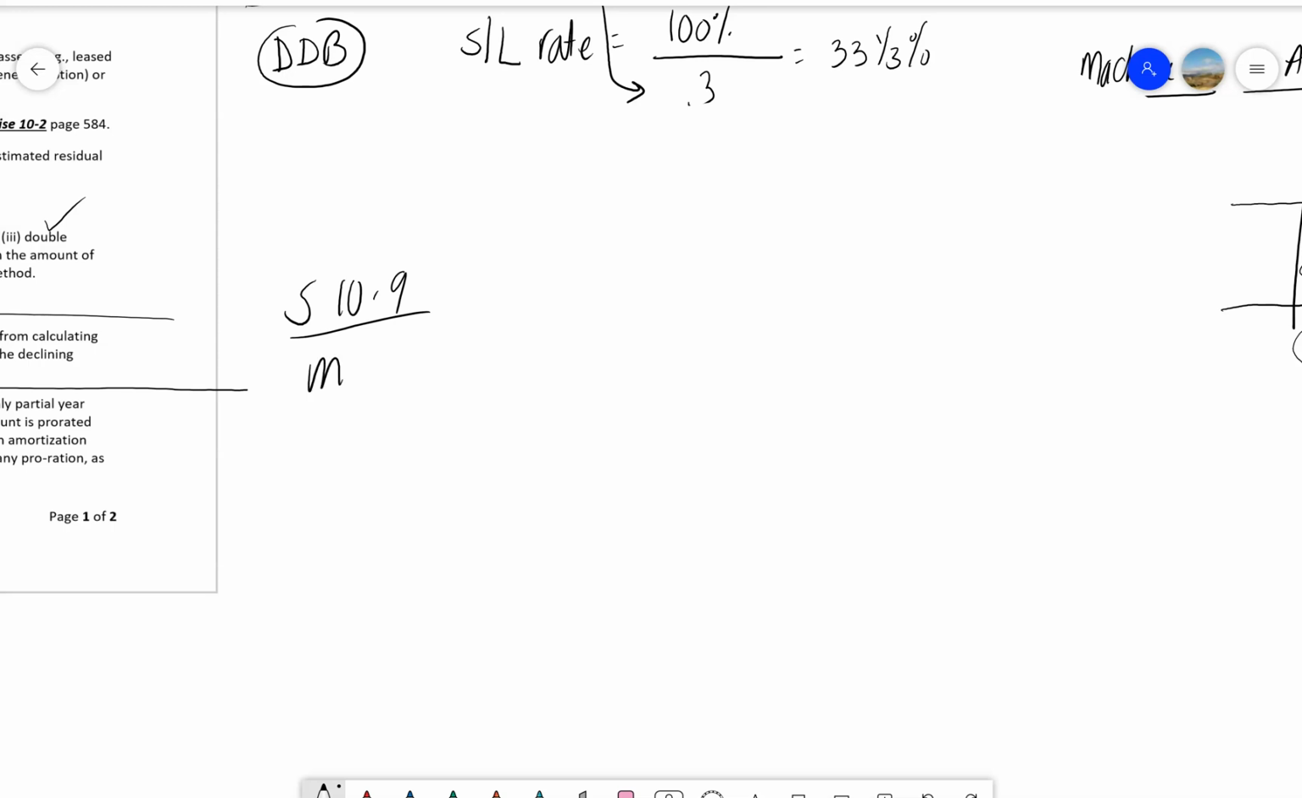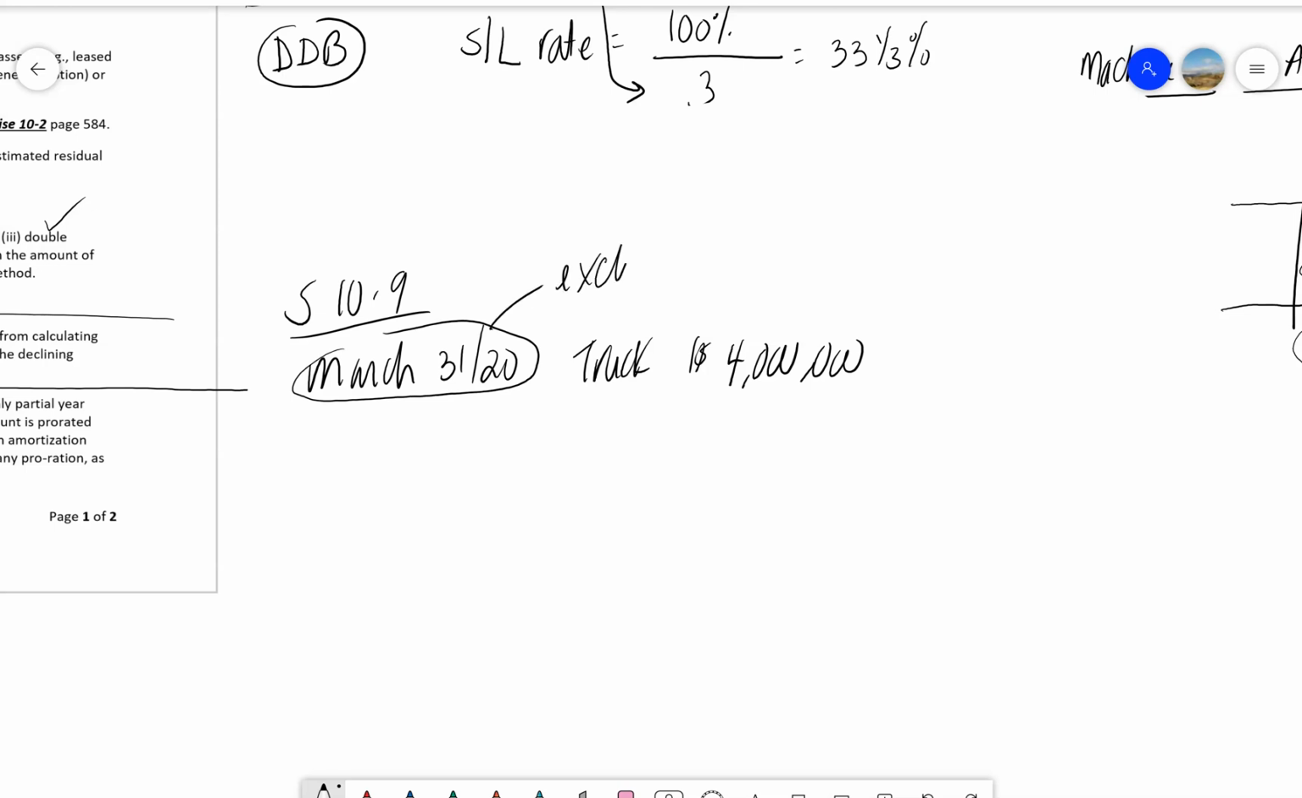So March 31st, 2020, we bought this truck and it was worth $4 million. Now, we bought it on March 31st. So what that means is we will exclude the month of March.